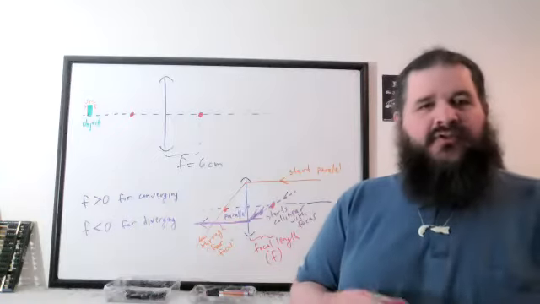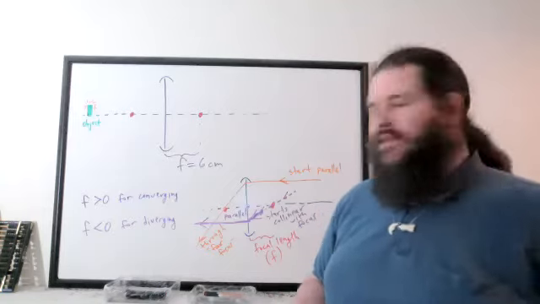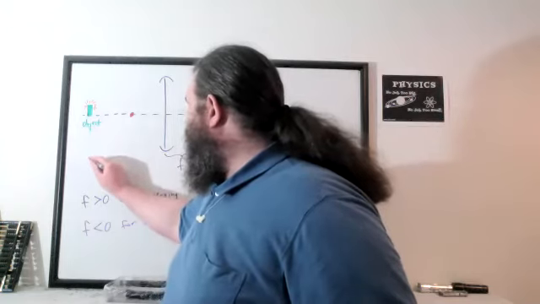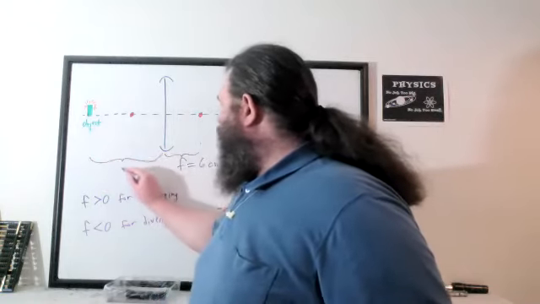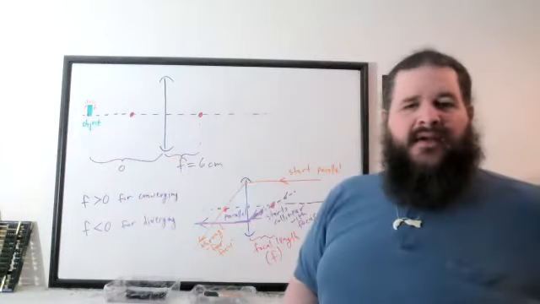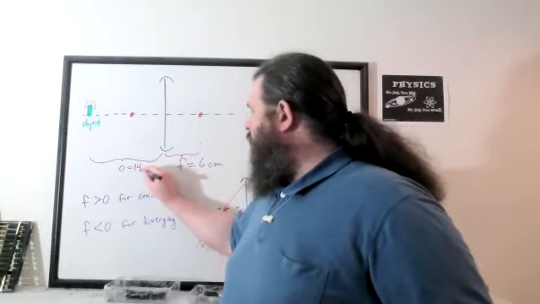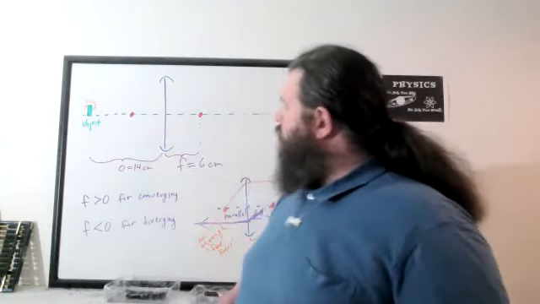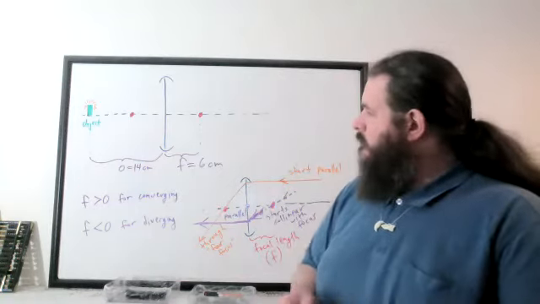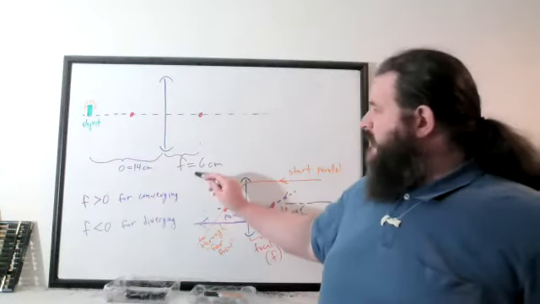And we're also going to describe the location of this object as a distance measured from the lens itself. So the distance from the object to the lens is going to be called O, the object distance. And let's say we have a value for that too. Let's say this is 14 centimeters. So the object distance is 14 centimeters and the focal length itself is 6 centimeters.